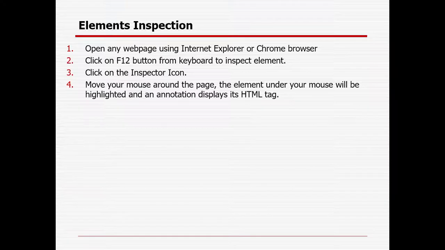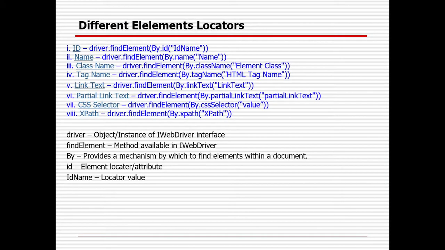Okay. Then what are the different element locators available? It is common across Selenium. It does not matter whether you are using Selenium with Java, Python or C#. Coding can be different, but the element locators will still be the same, 8 available: ID, name, class name, tag name, link text, partial link text, CSS selector and the XPath.